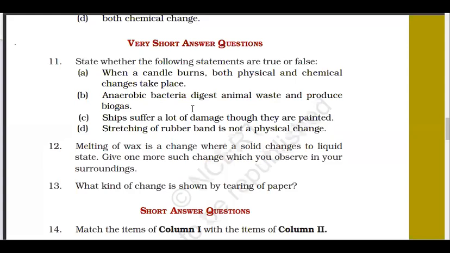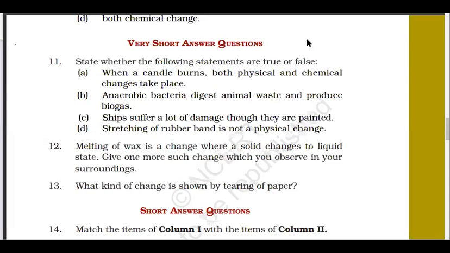Okay, sorry, I skipped C and D. I just spoke question number 12. My bad. Right? Ships suffer a lot of damage though they are painted. Sorry, my bad. I thought that these are easy, right? D, stretching of rubber band is not a physical change. That's false, right? Question 4 is false, it is a physical change. Yes, everyone, very good.